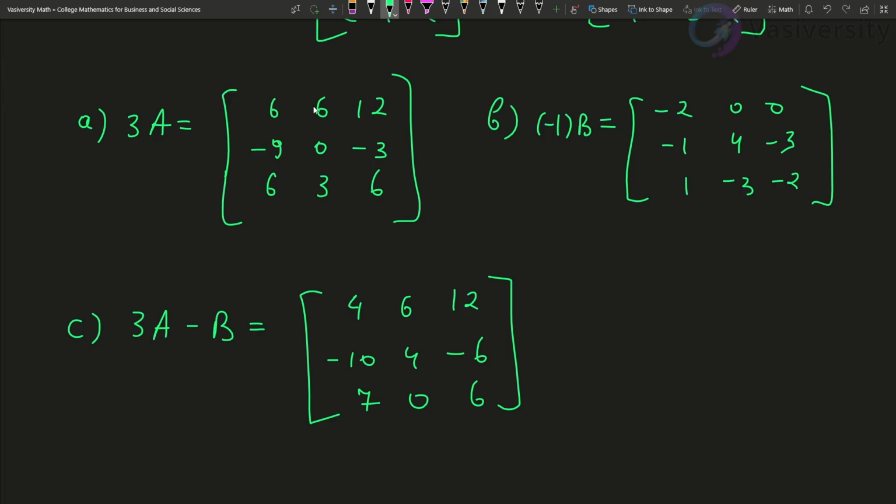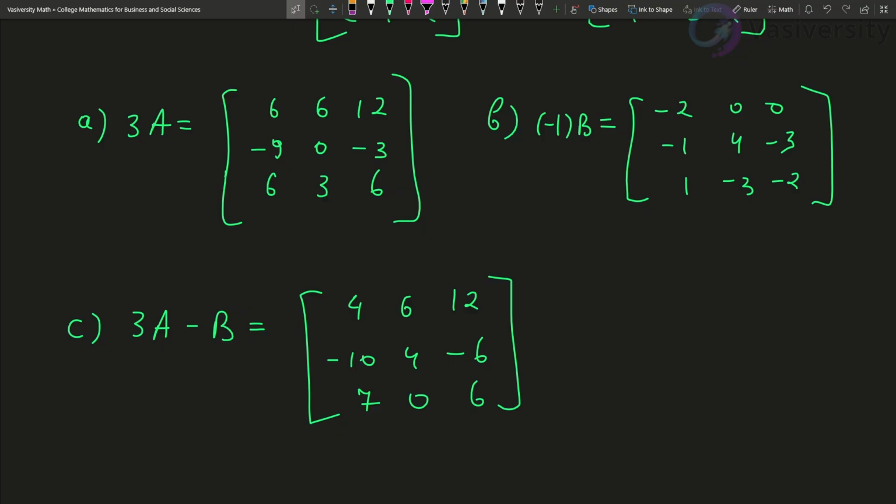So we directly add. 6 plus -4 is 4, 6 plus 0 is 6, 12 plus 0 is 12, -9 plus -10, 0 plus 4, -6 plus 6 plus 1 is 7, 3 plus -0, 6 plus that's 4. Now, let's summarize what we have here.